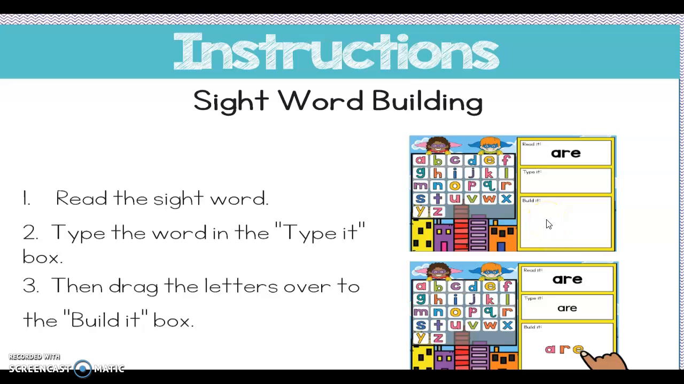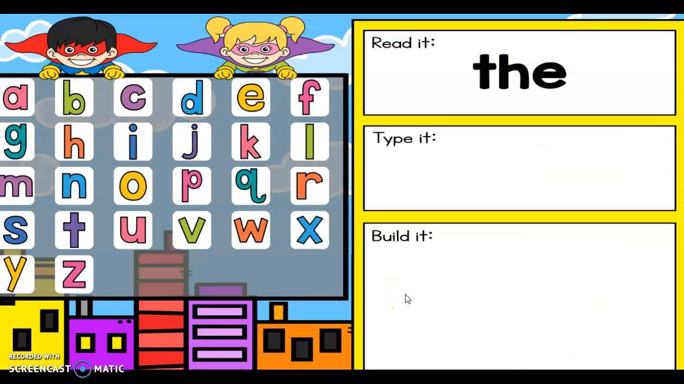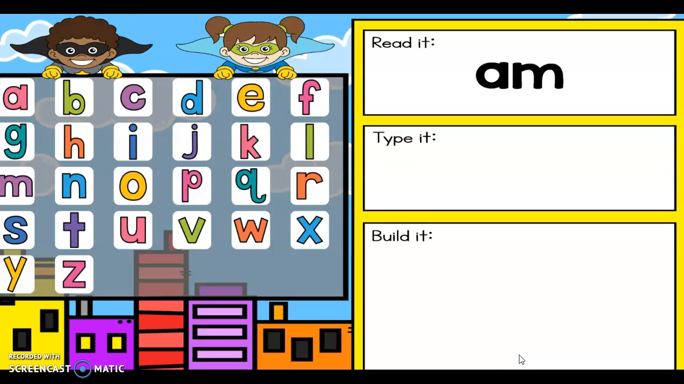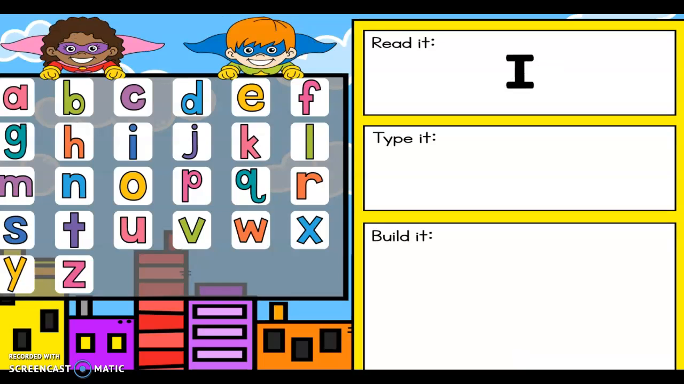And tomorrow in our learning video, I'm going to give you a demonstration of what that looks like so that you'll be able to see it and I can share my screen with you. Okay, so this is what it should look like, and then you'll move on to the next slide. So we're doing the word the, so you would read it, and then you would type it, and then you would use your mouse to drag T-H-E over and build the word. And then you would move on to the next word, am, and then the next word, I.